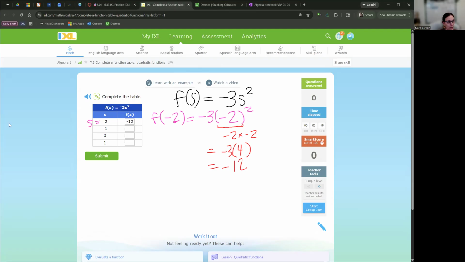All right, let's try evaluating our function when s is -1. So we're going to do f of -1. And I like to set this function up where we saw s. I'm going to have a set of parentheses, s squared, and s is -1. -1 times -1 is going to give us +1. So we have -3 times +1, which is -3.